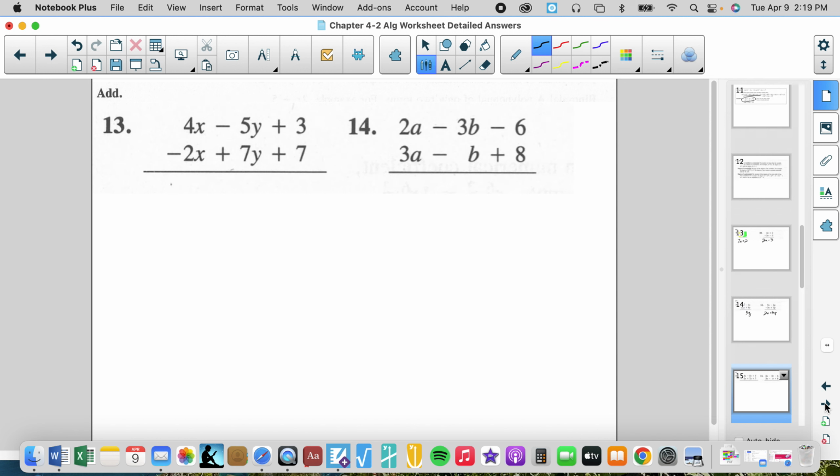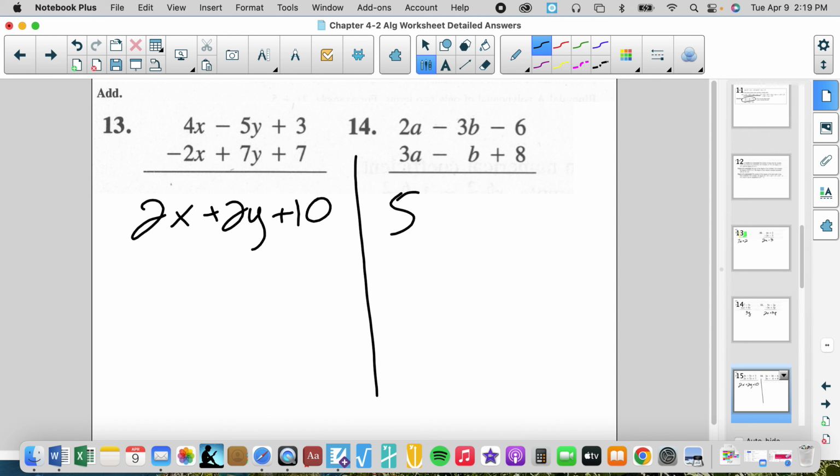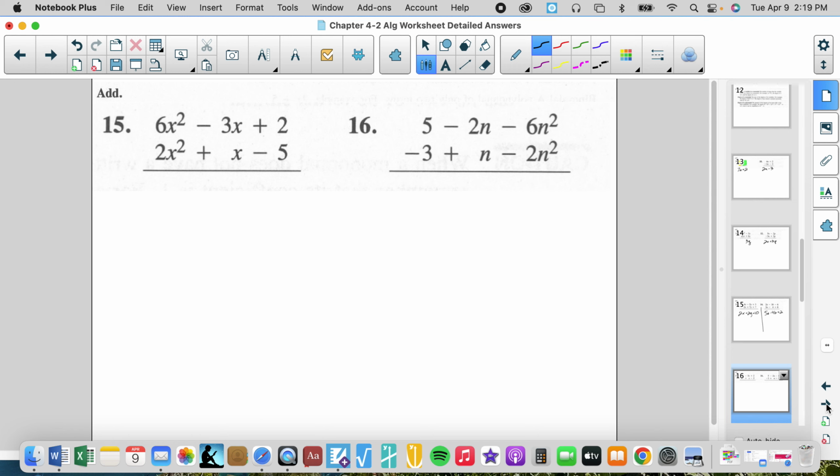M, N, O, P, so those are in standard form. That's 2x, that's 2y, and plus 10. Standard form. 5a minus 4b plus 2. Adding, we're just combining. That's 8x squared, that's minus 2x, that's minus 3. Not in standard form here.